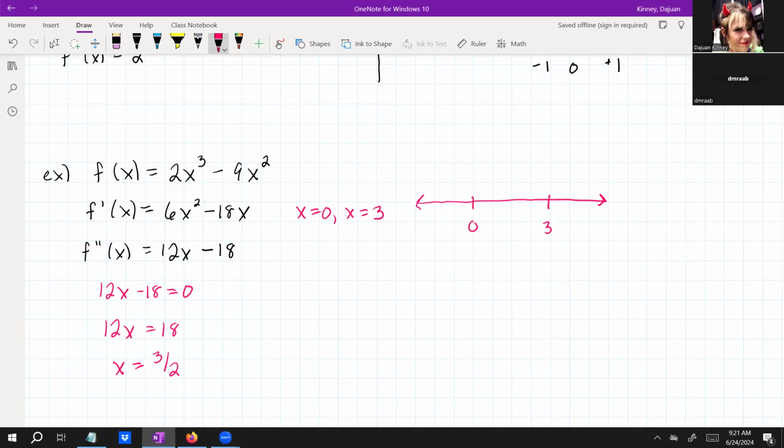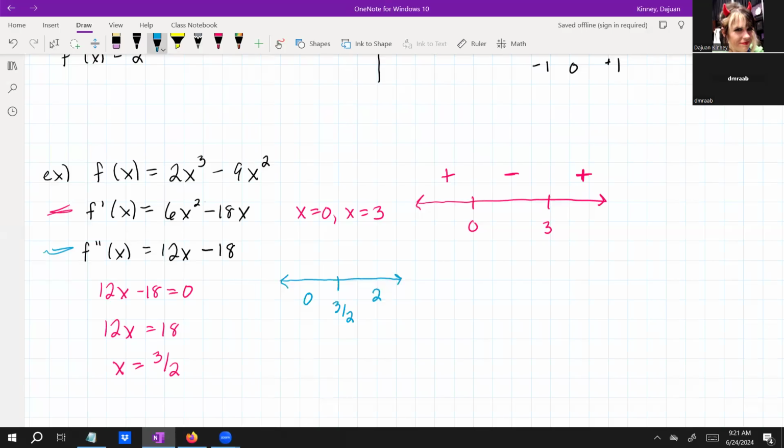Okay, if I plug in anything negative, we get positive, a negative, positive. I'm using what we did last section to recall those. For our second derivative here, we can also do a number line. So 3/2. I'm going to choose 0 and 2 as my test values.